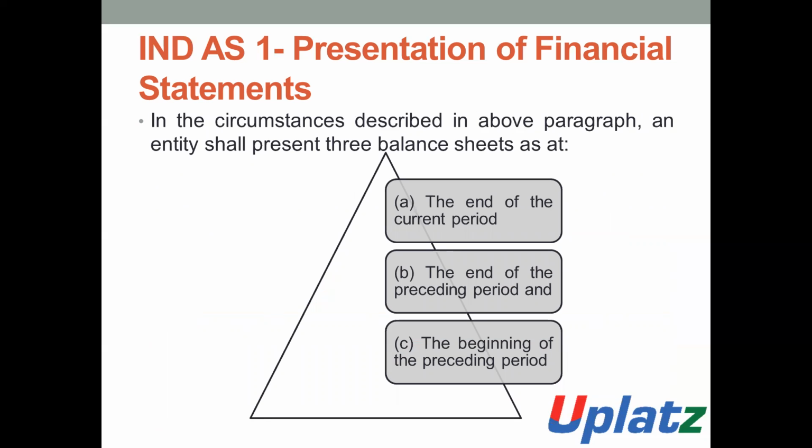In the circumstances described in our paragraph, an entity will prepare three balance sheets: the first balance sheet at the end of the current period, the second balance sheet at the end of the preceding period, and the third one at the beginning of the preceding period. That is, if any organization is preparing three balance sheets, then they are prepared as at number one, the end of the current period, number two, the end of the preceding period, and the third one is the beginning of the preceding period.